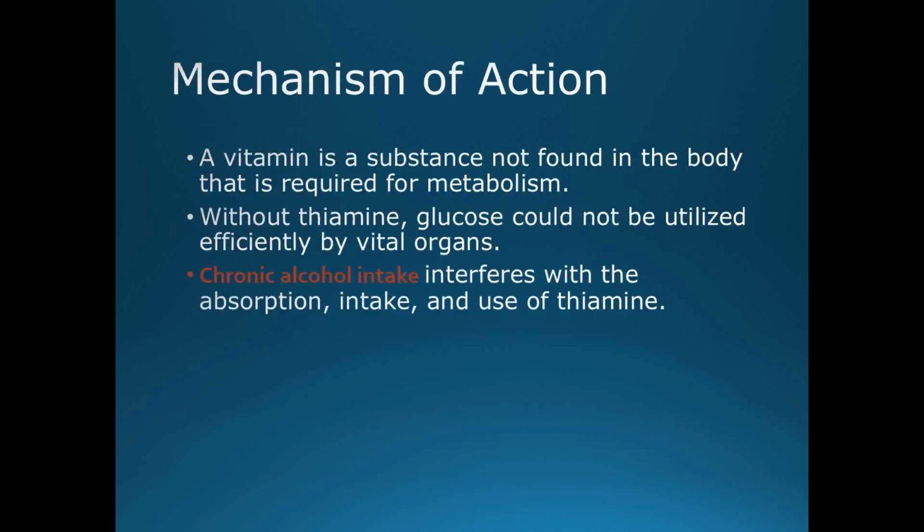So without any thiamine, the glucose can't be used efficiently by vital organs, one of those vital organs being the brain. So chronic alcohol intake or alcoholism interferes with the absorption, the intake, and the use of thiamine. It makes that thiamine kind of ineffective in our system, which then, by process of default, starts messing with our metabolism in our brain and the way we process the pyruvic acid in our body.